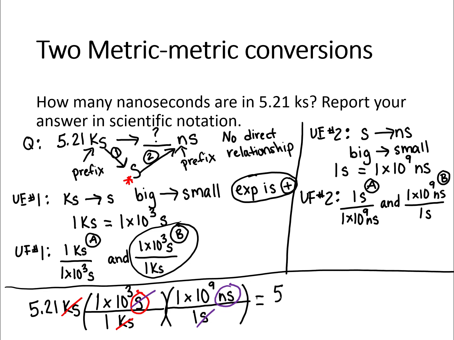Yes. 5.21 times 10 to the 12 nanoseconds. So if you are savvy with your exponents, you don't have to touch your calculator. You can add the 3 plus the 9, and that will give you 1 times 10 to the 12th, and then you just put the 5.21. I think I heard a question about to be asked. Yes.